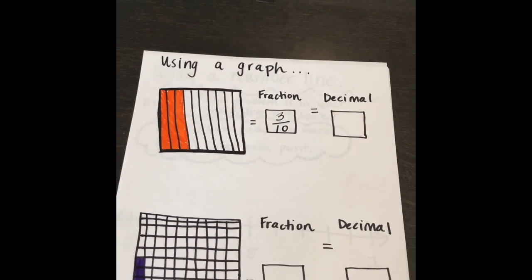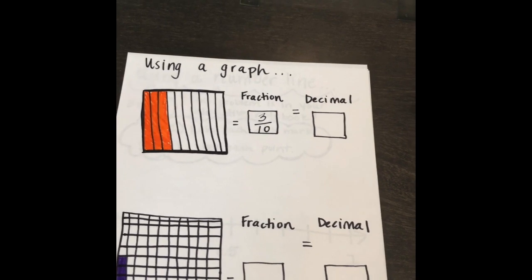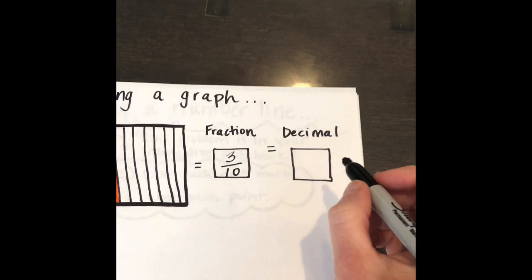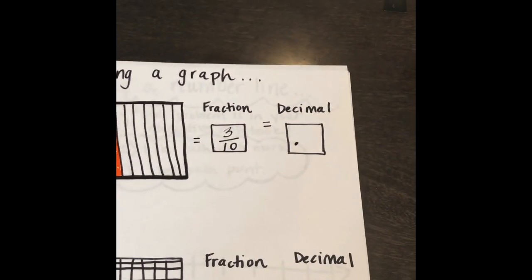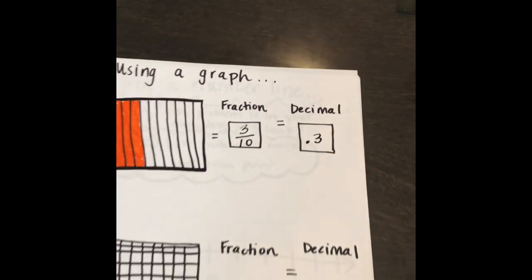is your fraction, excuse me. So 3 of the 10 are filled in, 3/10 is your fraction. Saying it out loud to yourself, 3 tenths, will help you determine your decimal. Always start with your decimal point. 3 tenths, it's in the tenths place value.